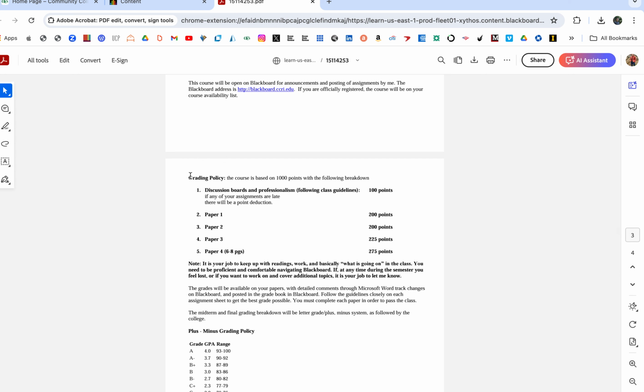Here's what you're concerned with, the grading policy. And here's how I set up all my courses. I base them off 1,000 points. This is easy to gauge your grade here, right? So if you end up with 940 points, you have a 94%.